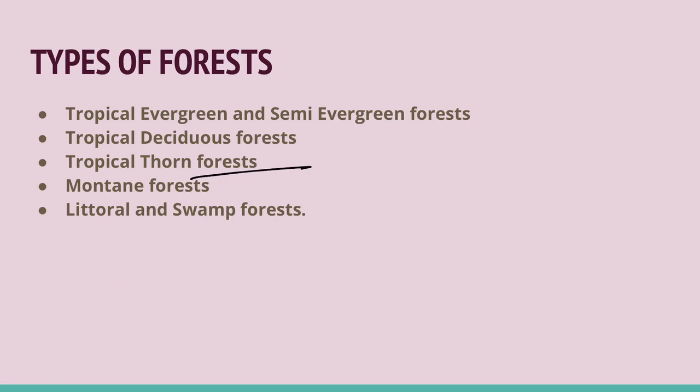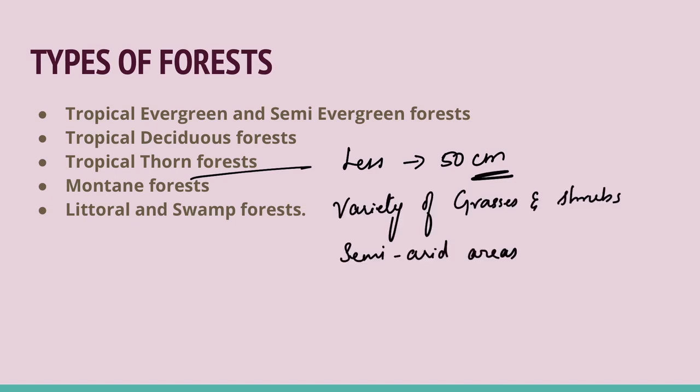Tropical thorn forest. This forest occurs in the areas which receive less rainfall, less than 50 cm. This consists of a variety of grasses and shrubs. It includes semi-arid areas of southwest Punjab, Haryana, Rajasthan, Gujarat, Madhya Pradesh and Uttar Pradesh. In this forest, plants remain leafless for most part of the year, and it gives an expression of scrub vegetation. Important species found are babul, ber and wild date palm, khair, neem, khejri, palas, etc.